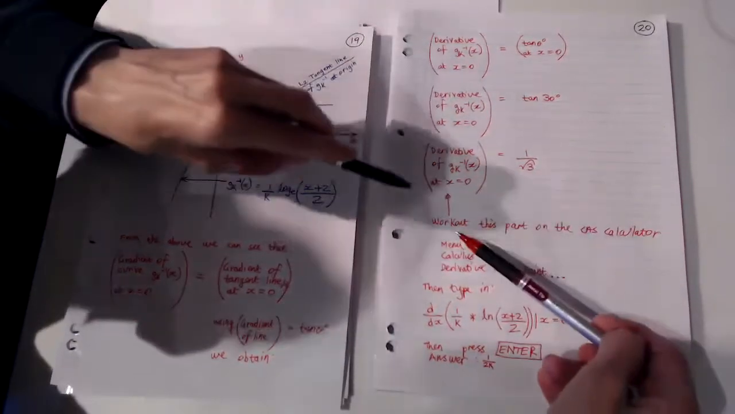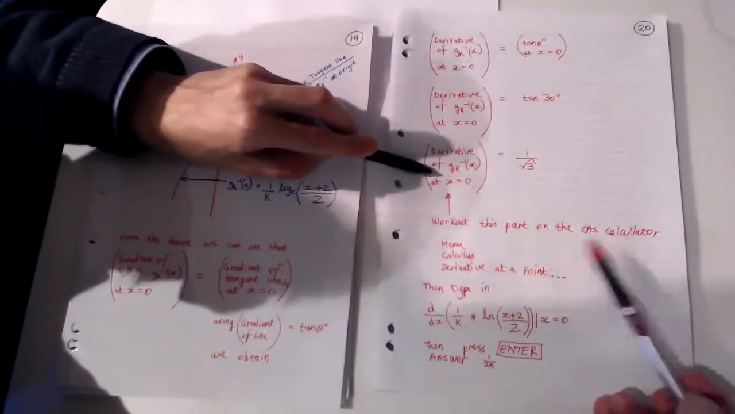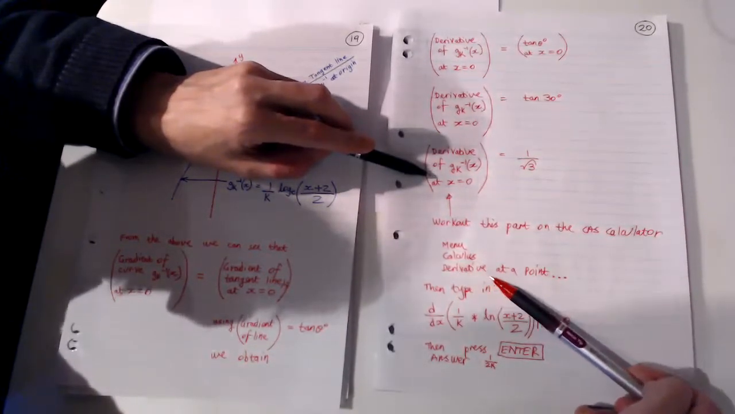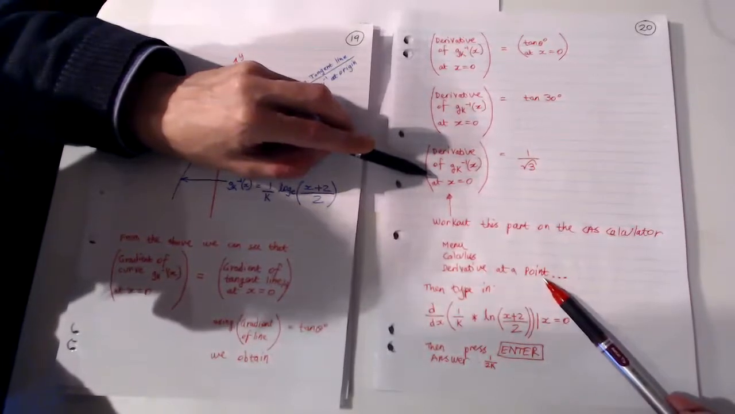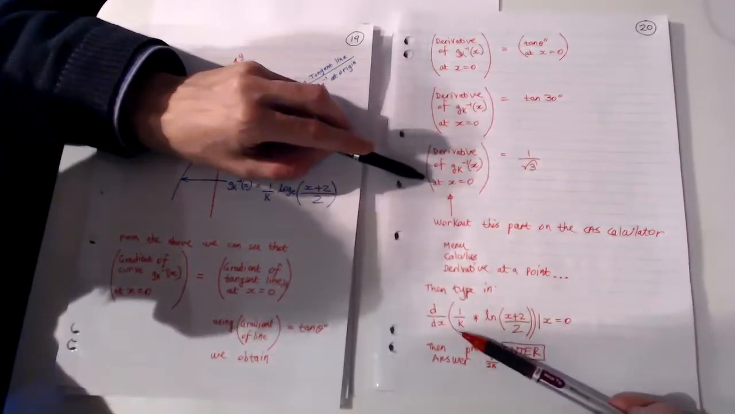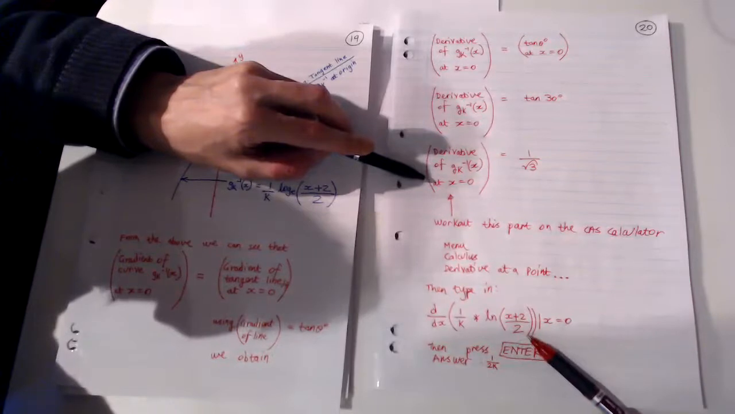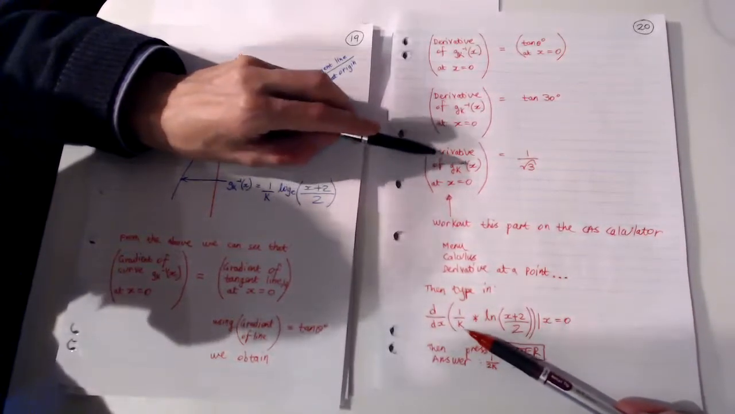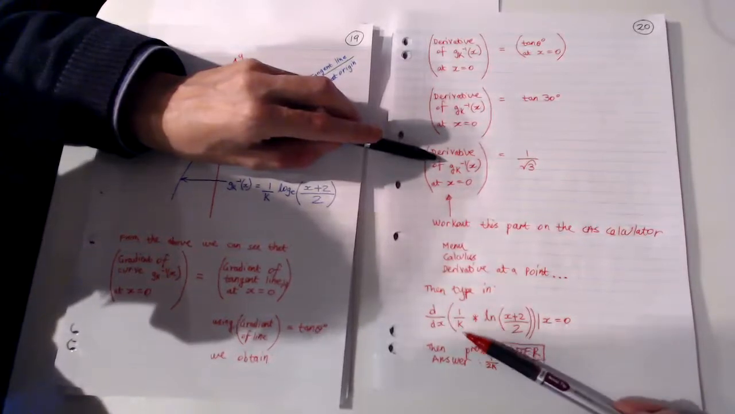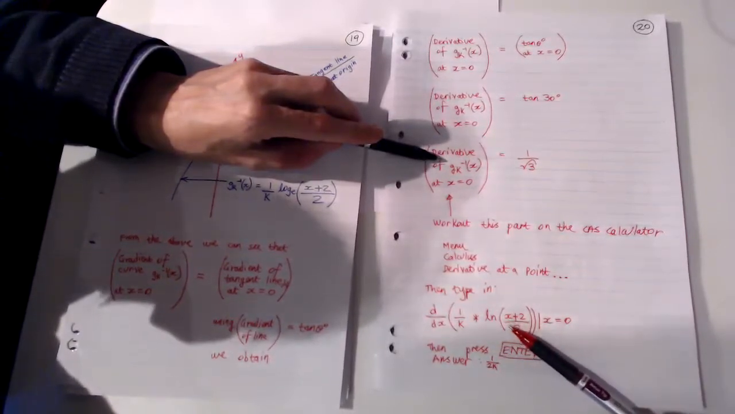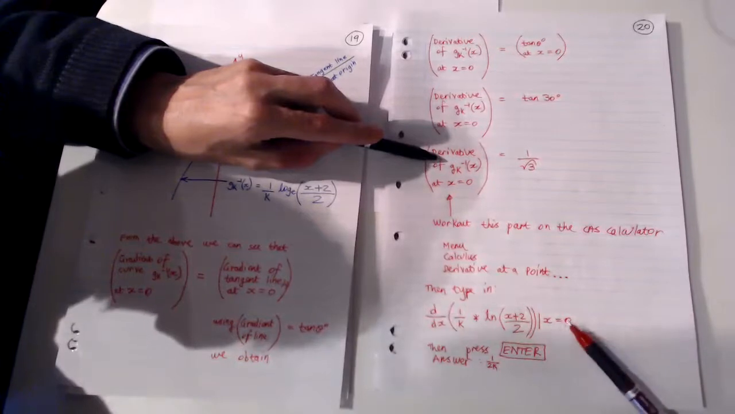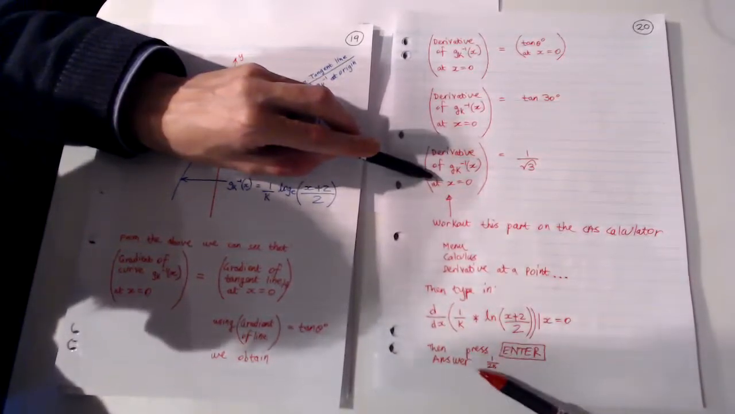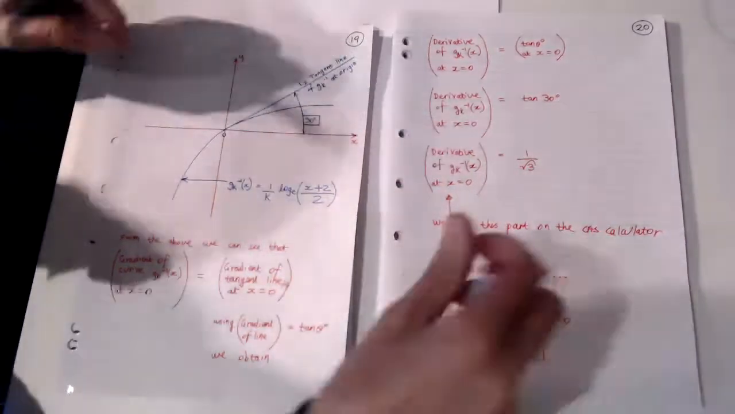Now, you can work out this part on the CAS calculator by using the derivative at a point function on your CAS calculator by typing in, of course, the following. That's the equation g_k inverse function, which is 1 on k times ln of (x plus 2 on 2), at x equals 0. Press enter, and the answer will be 1 on 2k.